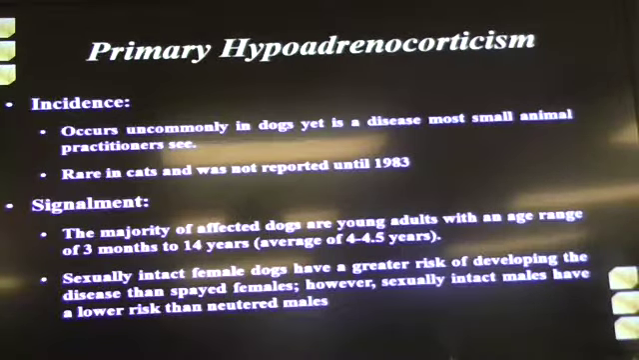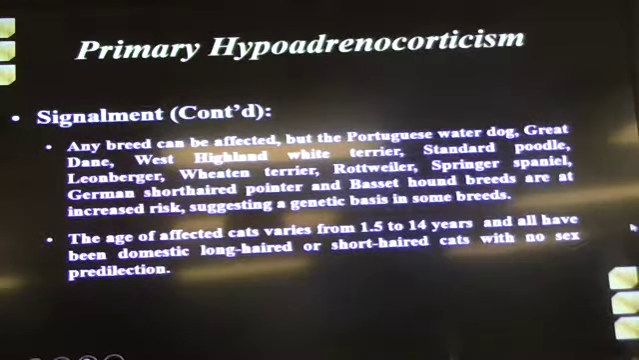Sexually intact female dogs have a greater risk of developing the disease than spayed females, but sexually intact males have a lower risk than neutered males. So just the opposite as far as that's concerned. Any breed can be affected, but the Portuguese Water Dog, Great Dane, West Highland White Terrier, Standard Poodle, Leonberger, Wheaten Terrier, Rottweiler, Springer Spaniel, German Shorthaired Pointer, and Basset Hound breeds seem to be at increased risk.